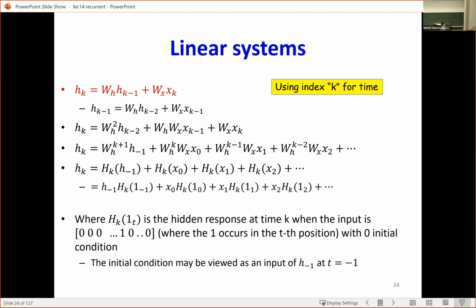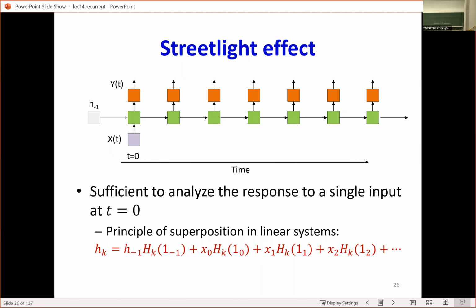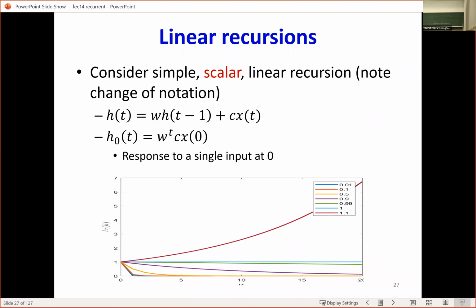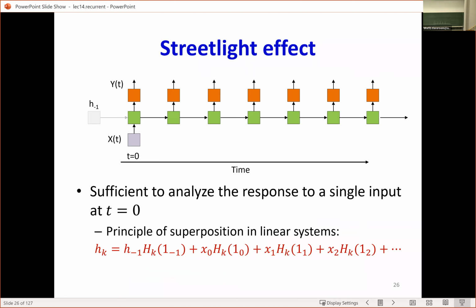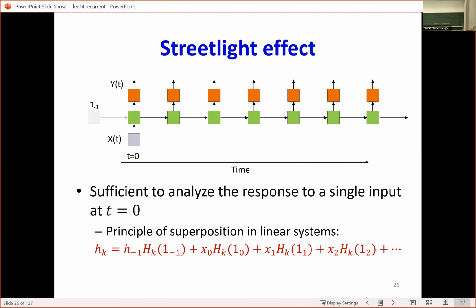So all I need to do is to check if the response to a unit input at time 0 blows up. If that blows up, it means the system is unstable. If that doesn't blow up, it means nothing blew up, right? So let's just focus on the first guy. What is the first guy a function of? That very first term, right? This is just the principle of superposition in linear systems. So all I need to do is to worry about what happens to the response to a unit input at time 0. And let's take a look at that.